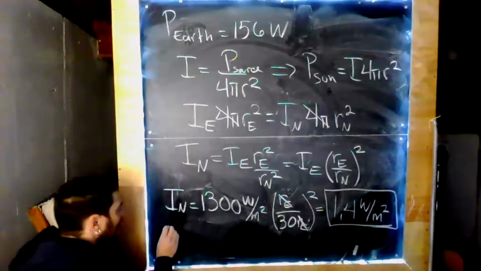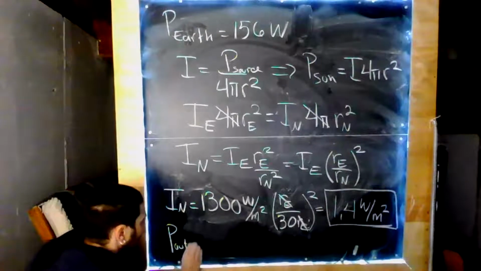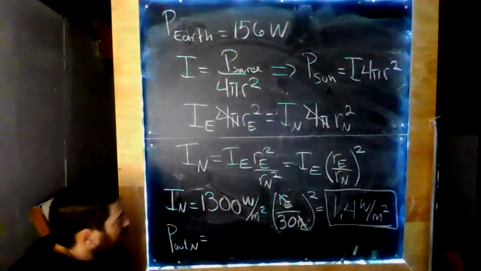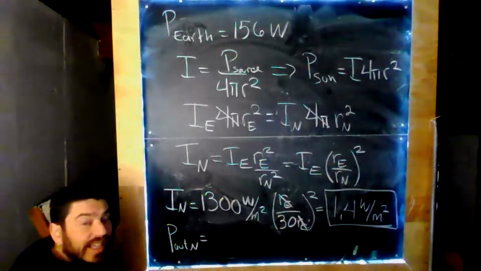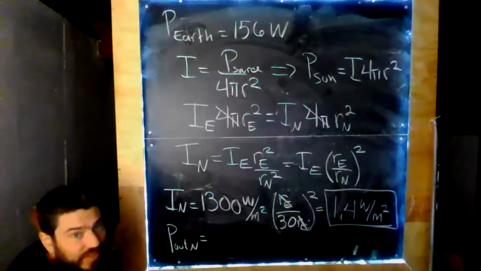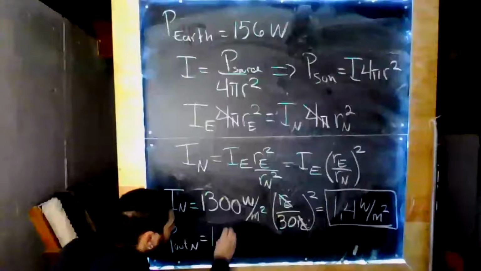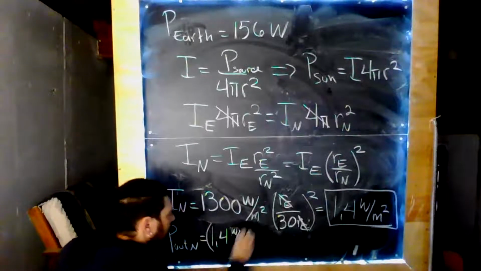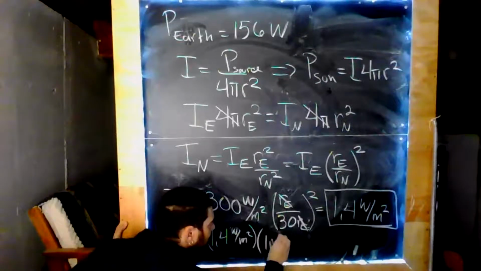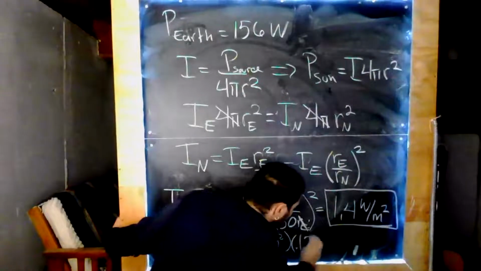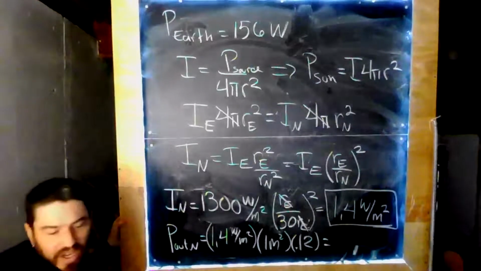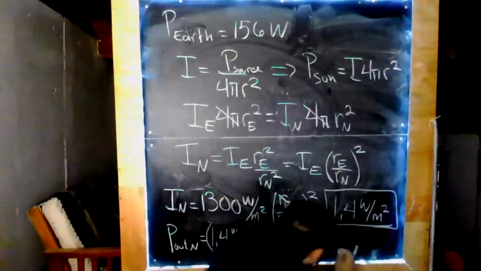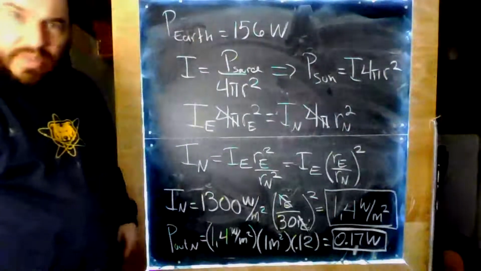In order to see how much power we're going to get out at Neptune, we need to retrace the steps that we did in the first part of this problem. And we need to say that power out is intensity times area times efficiency. Our intensity is 1.4 watts per meter squared. We still have the same size of solar cell, and we're still 12% efficient. And so when we do that, we end up getting 0.17 watts.